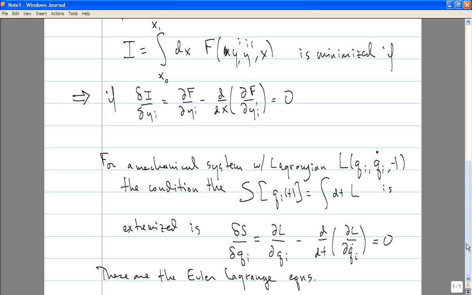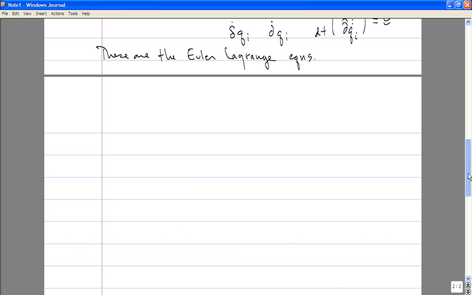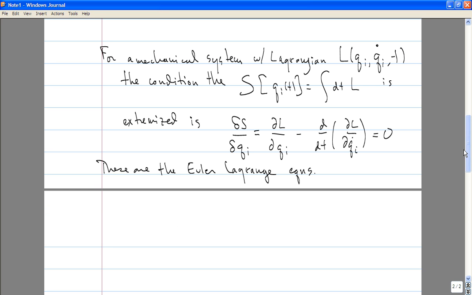Okay. So let me work out a simple example for you. In particular, I will work out an example that you already know. I will prove to you that the shortest distance between 2 points is a straight line. And I will prove it to you in 2 different ways, one easy and one slightly less easy.